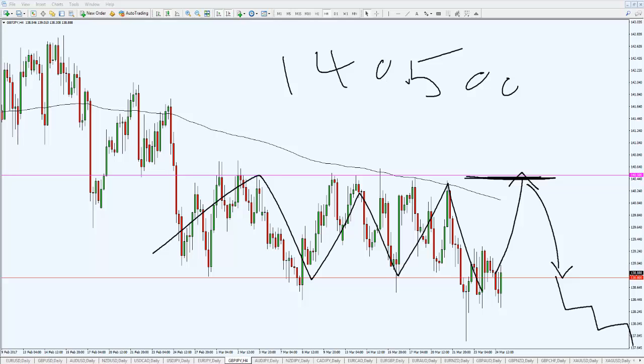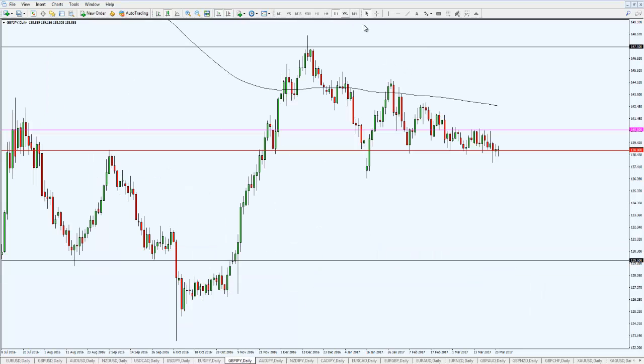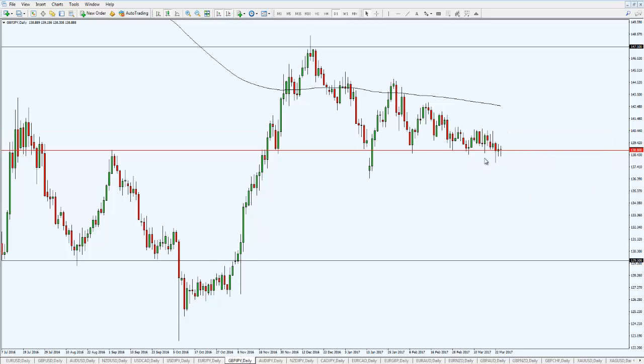So this is how you enter the breakout before the breakout. I kind of like to say that, it kind of rhymes. Breakout before the breakout. So yeah, that's how you could enter the breakout before the breakout. That's something that I'm looking for as well, if it happens. So this is for the pound yen.